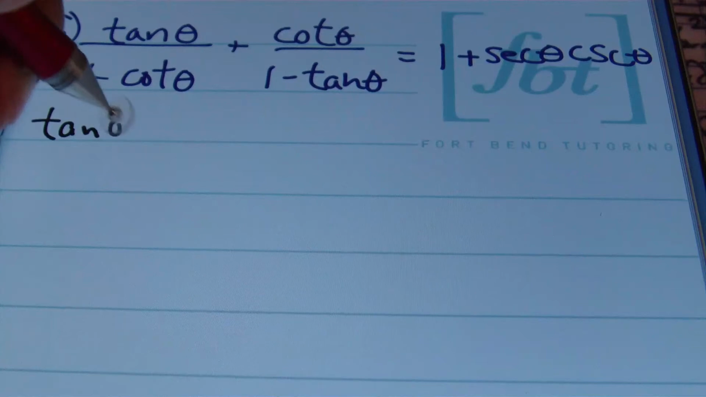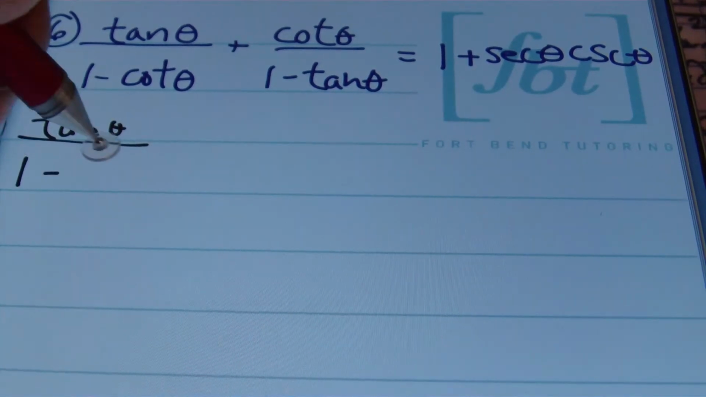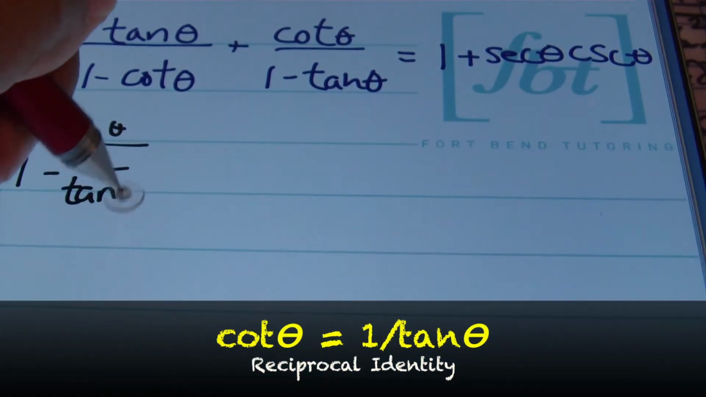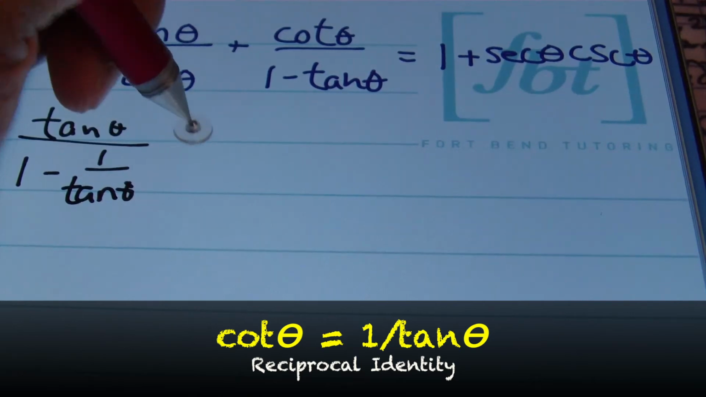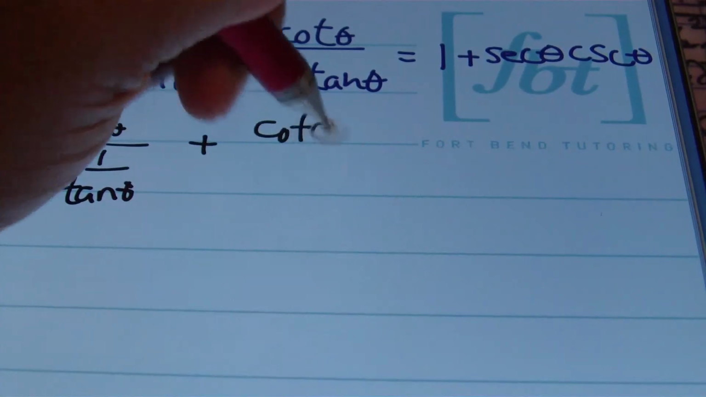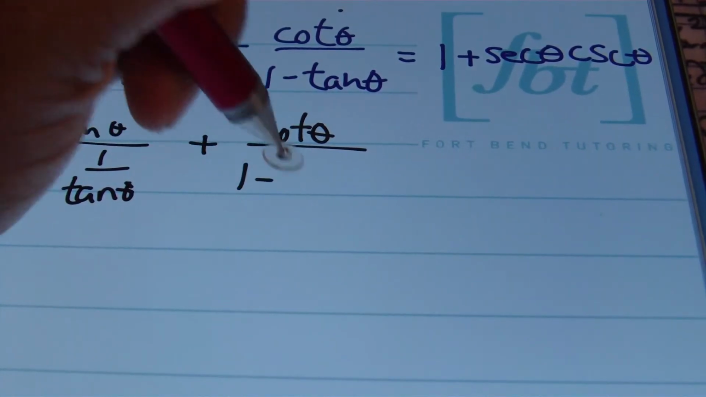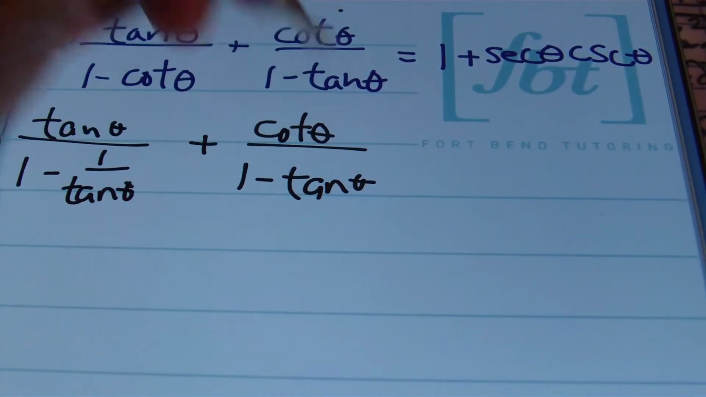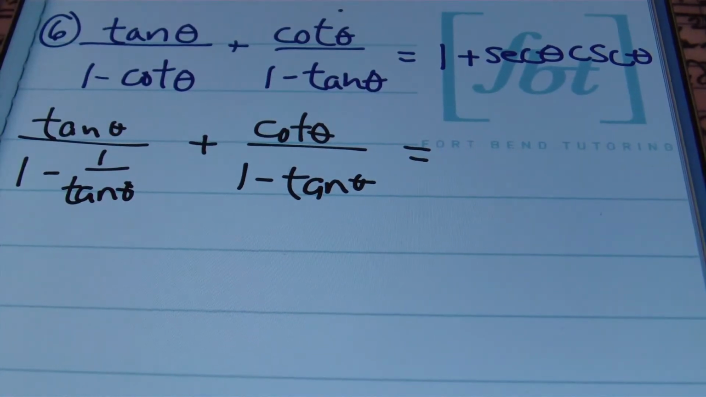So we're going to start out by rewriting this as tan theta over 1 minus 1 over tan theta, using that reciprocal identity, plus, and I'm going to leave this second fraction the same, cotangent theta over 1 minus tan theta. This is my first step thus far.